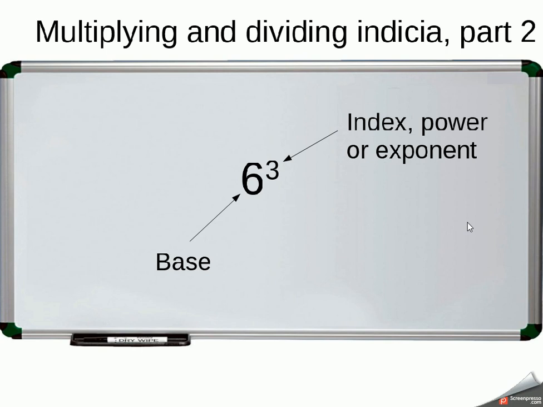So an indicia is when we multiply 1 by a number, or the base, by itself a number of times according to the power, or the index. And that gives us this thing called an indicia.